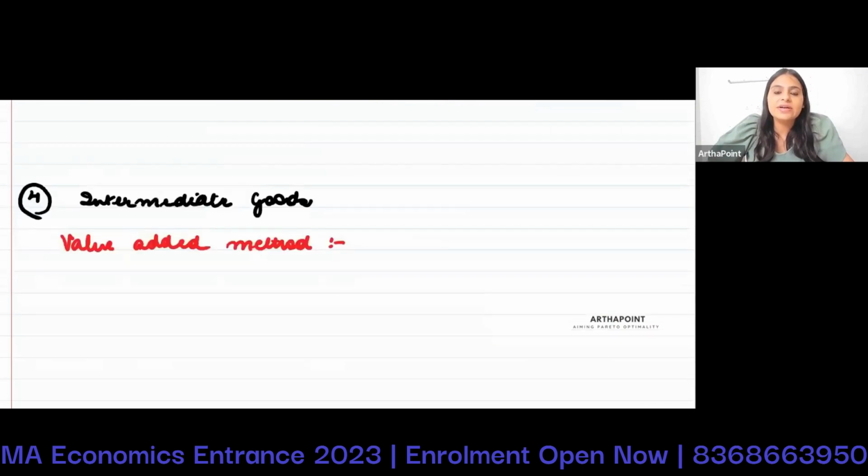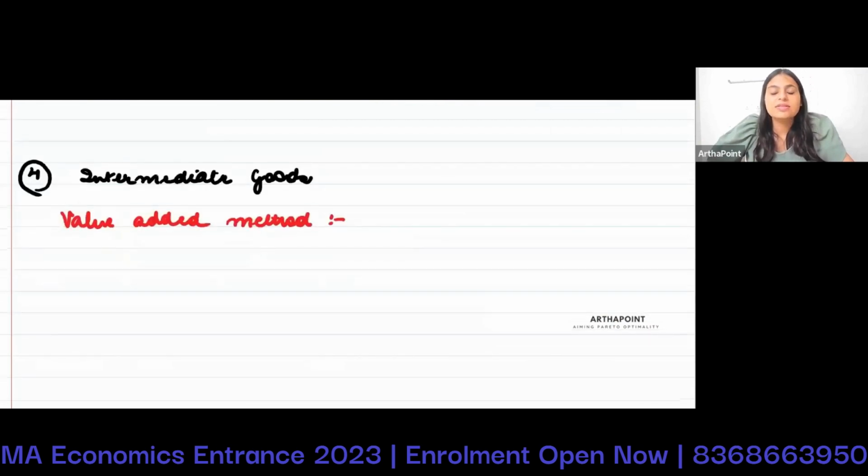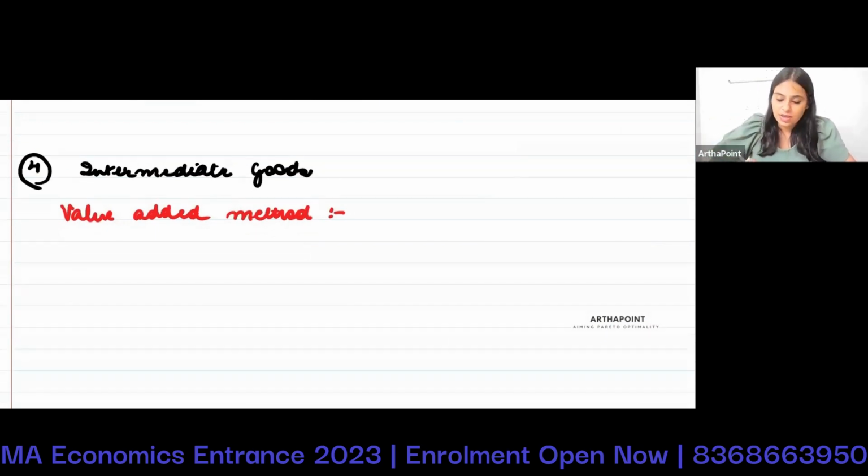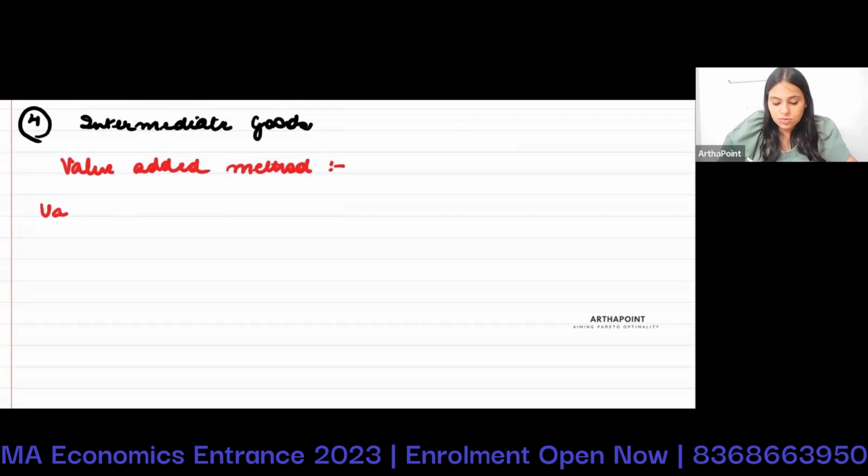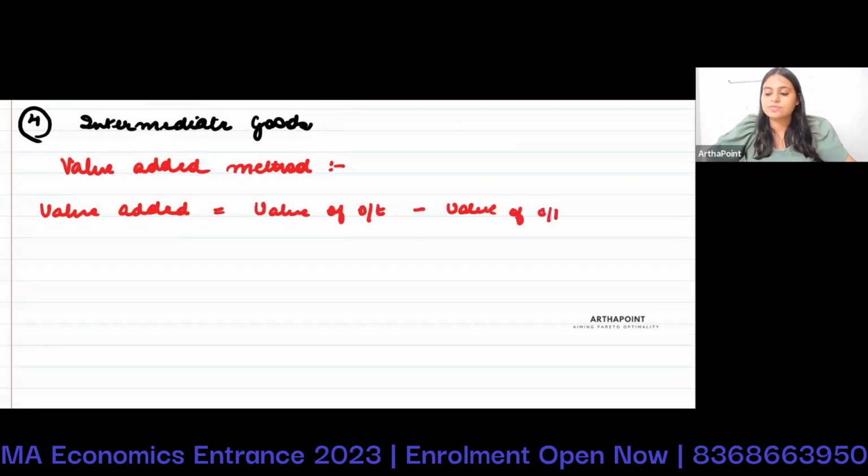The value added method suggests that you add the value at each step. So when you produce thread into cotton, cotton into cloth, cloth is being sewed, you add the value that is generated at each level. And value added at each level can be considered as value of output minus value of input.